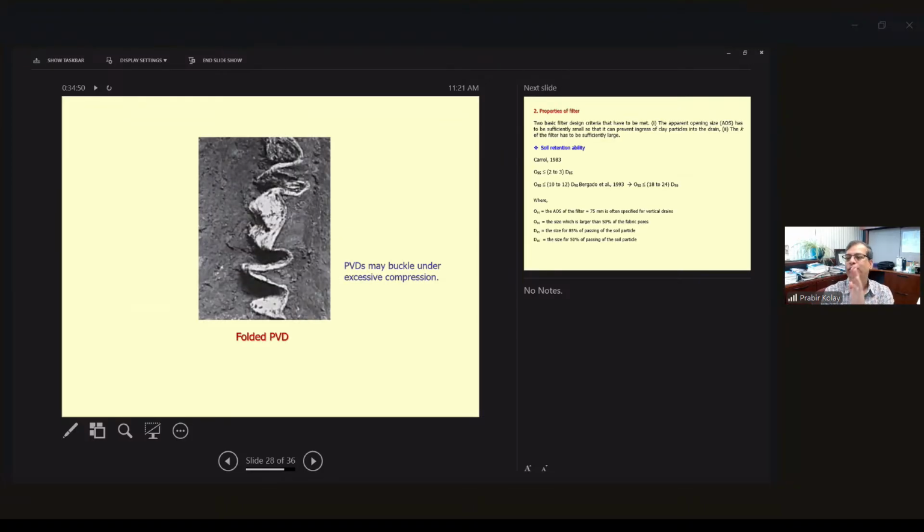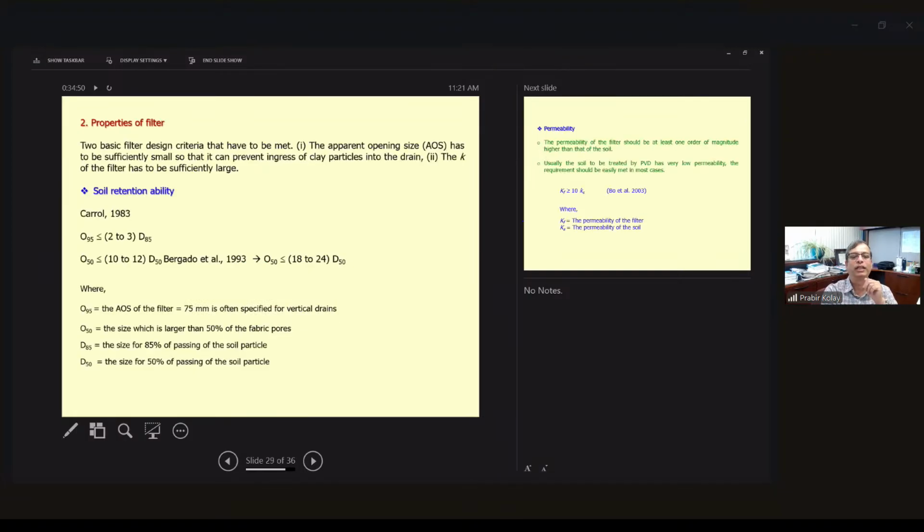And then sometimes, as I mentioned, because of the compression loads the PVD should be vertical, but it just folded like that, and that will not serve the purpose. Also you need to check the filter. The PVD is just like a flat pipe, right? Inside there is a core of HDPE, high density polyethylene, and on top there is a geosynthetic material, as I mentioned, which may be woven or non-woven.